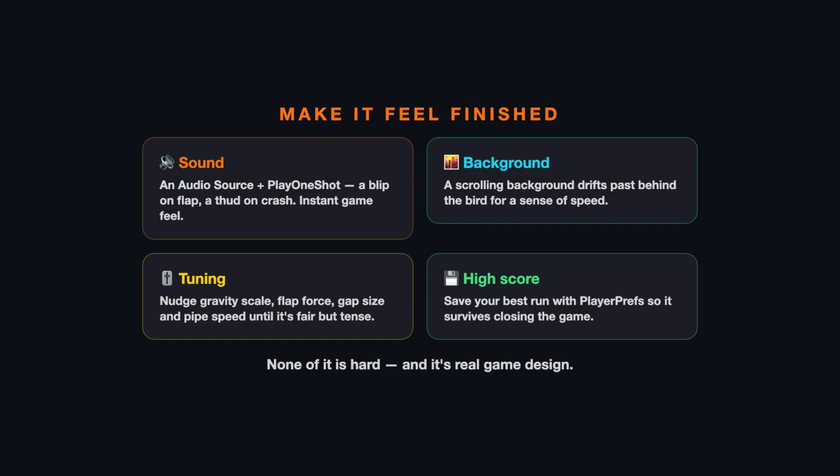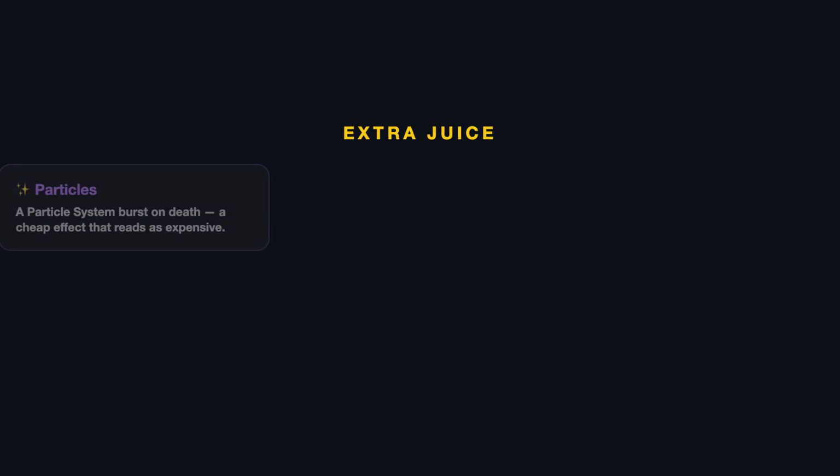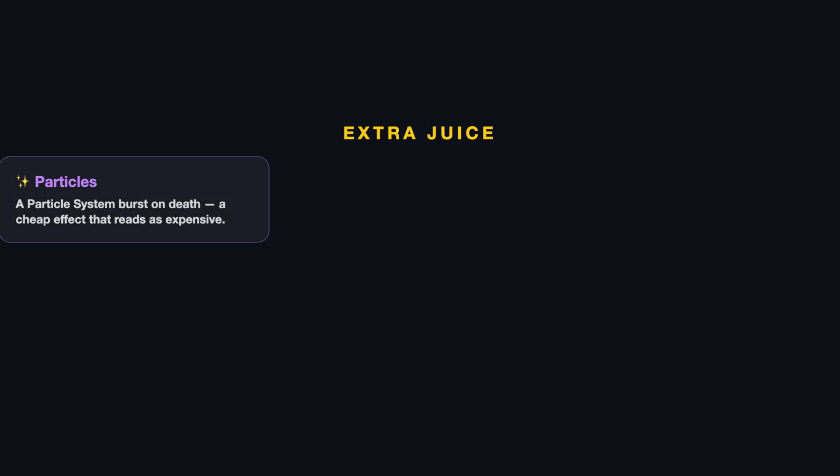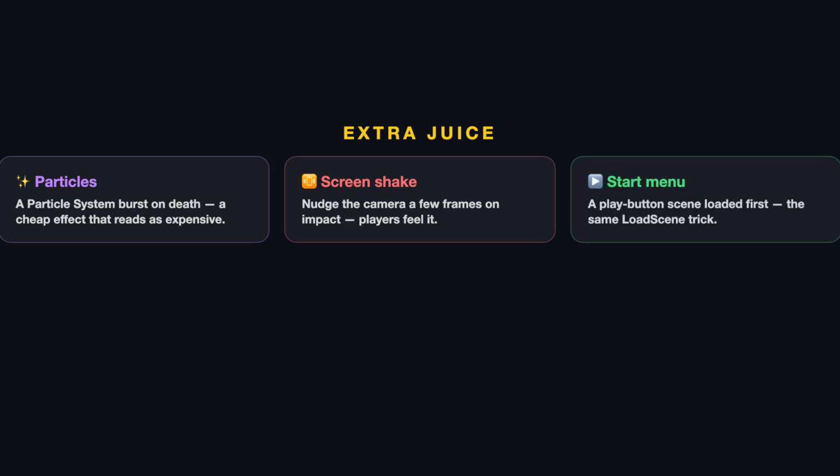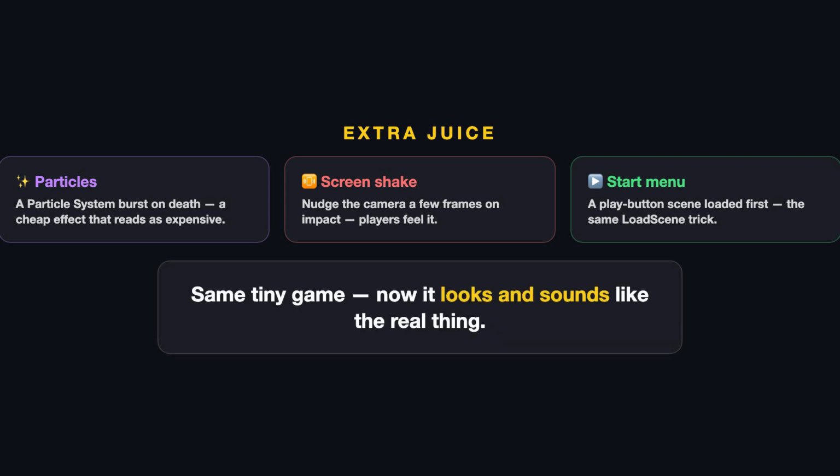Want more juice? 2 quick wins. Add a small particle burst when the bird dies, using a particle system, a cheap effect that reads as expensive. And a tiny screen shake on impact, by nudging the camera for a few frames. Players feel those touches even when they cannot name them. And give it a start screen. A simple menu scene with a play button, loaded first, makes the whole thing feel like a finished product instead of a demo. It is the same LoadScene trick you already know.